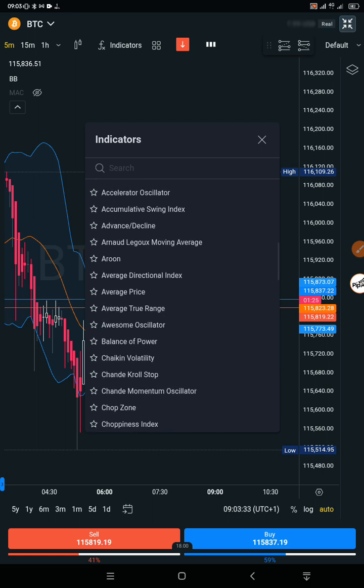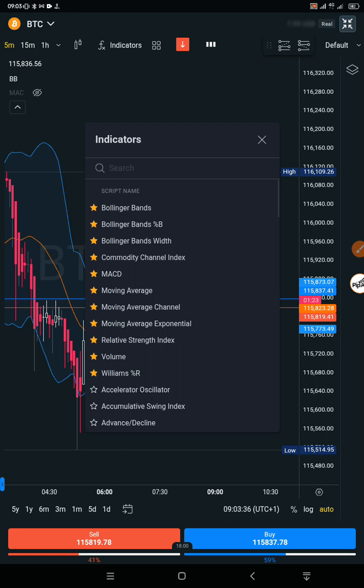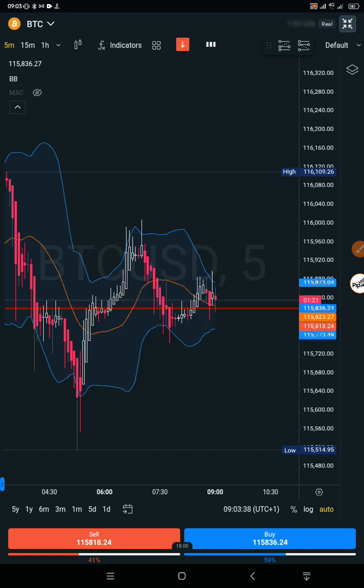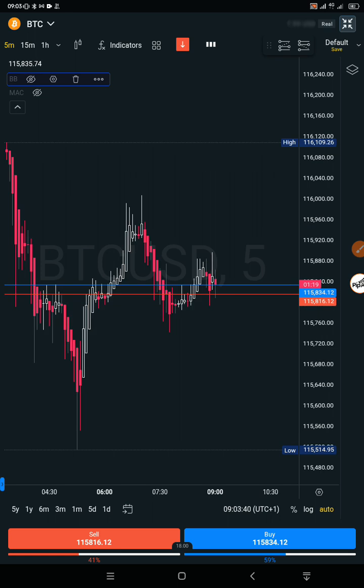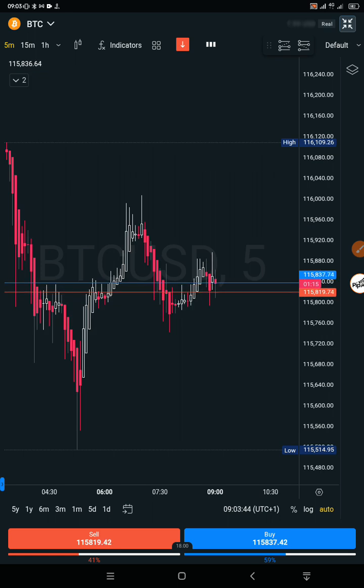You don't need more, you just need one or two indicators. And none of these things make you profitable. They can make you profitable, they can make you not profitable, they can make you unprofitable. It depends on how you use it. That's why it's advisable to use price action alongside indicators.